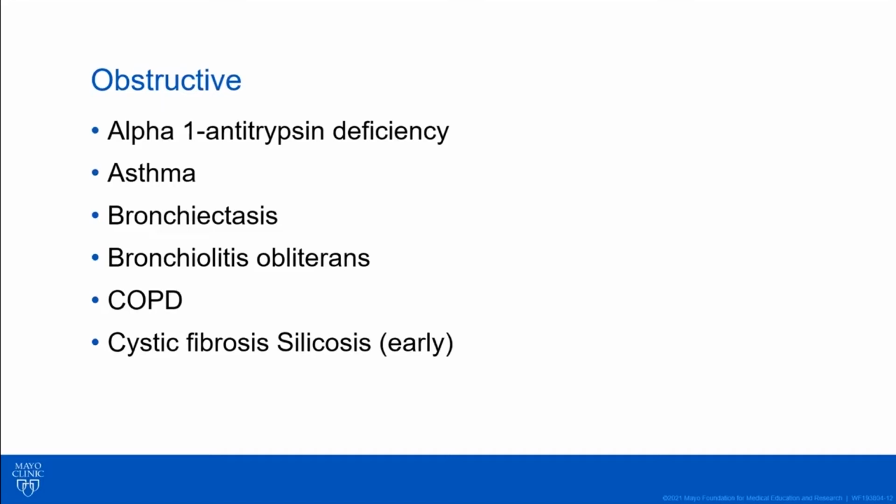What can cause an obstruction? When we start looking at these pulmonary function tests, what can cause them? There's a variety of things, especially the ones that we'll talk about today. Asthma, bronchiectasis, bronchiolitis obliterans, COPD, cystic fibrosis, silicosis, especially the early onset, and alpha-1 antitrypsin deficiency can also cause it.